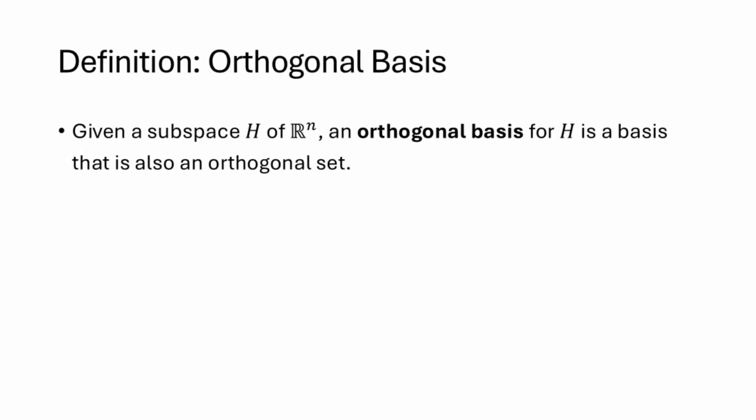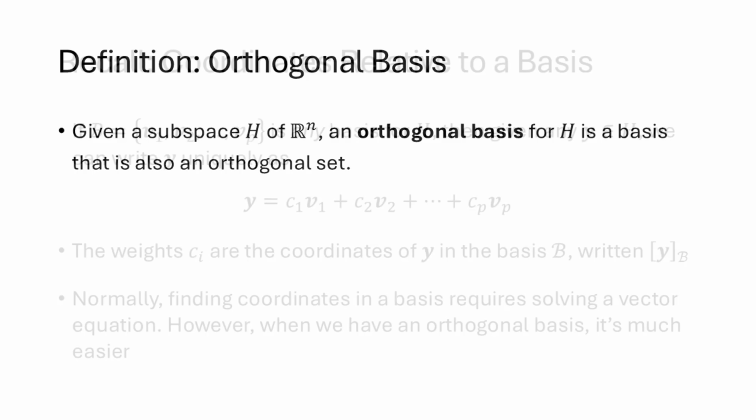Now, given a subspace H of Rn, an orthogonal basis for H is a basis that also happens to be an orthogonal set. And it turns out that when we have an orthogonal basis, computing coordinates is much easier.